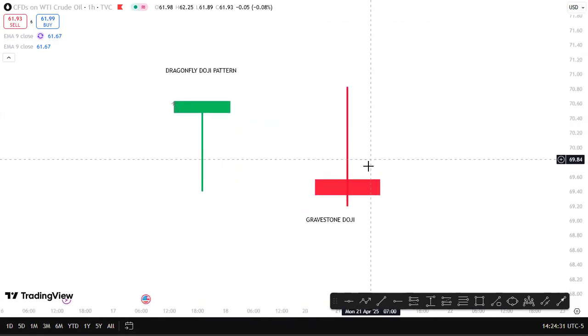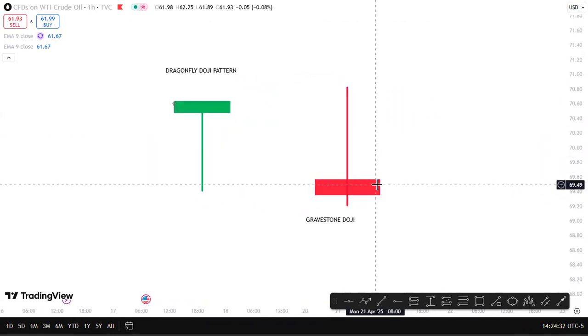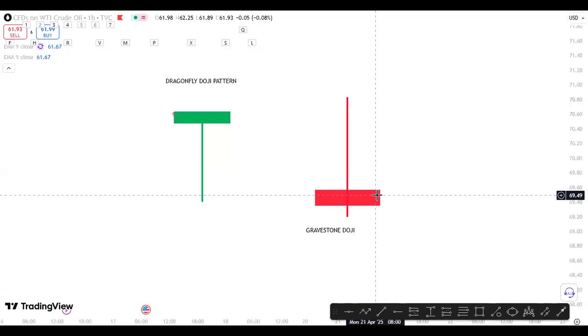Same thing with the gravestone. The gravestone is similar to the dragonfly doji, but it is the bearish version. The dragonfly doji is a bullish candlestick pattern, but the gravestone doji is the bearish version of it. It is also formed when the open and the close are the same or about the same level in price.